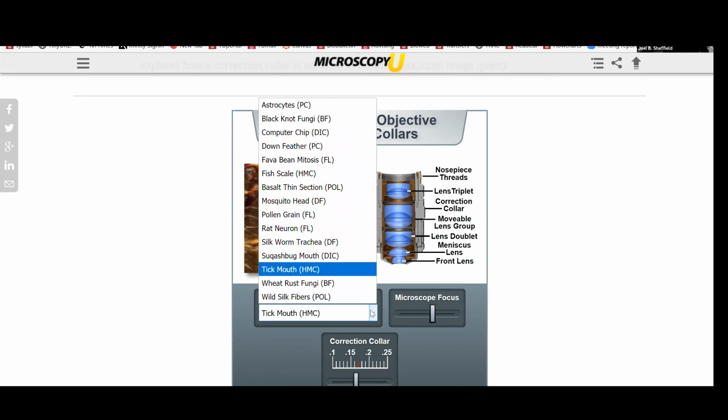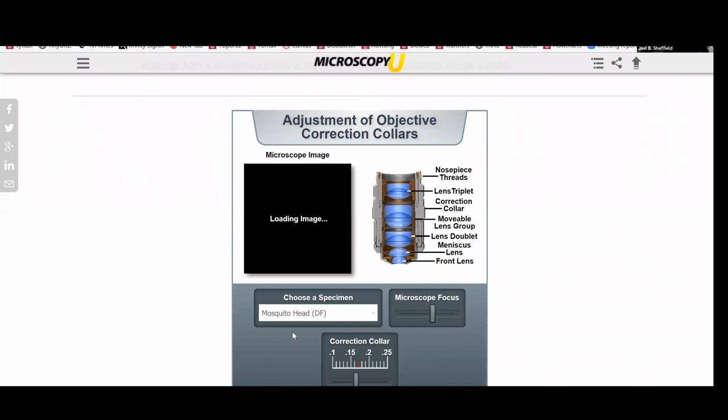Let's pick another one where it's even more obvious. Okay, I'm going to take the movable lens and slide it all the way out. And now you'll see that as I try to bring it in focus, I get close, but not good enough. And that's because of spherical aberration in the system.